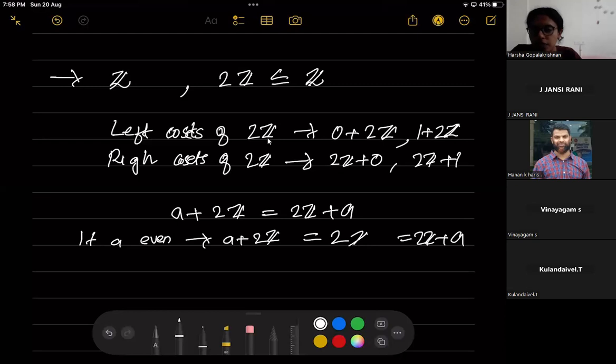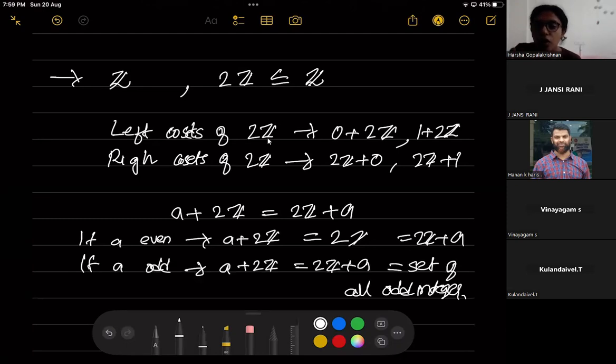In the same way, if I take a as an odd integer, what will I get? A plus 2z equals 2z plus a, which equals the set of all odd integers. Means I am adding an odd integer to each of the even integers, so I will cover all the odd integers. Whether I add from left or right, the final thing I get is the set of all odd integers. Correct?